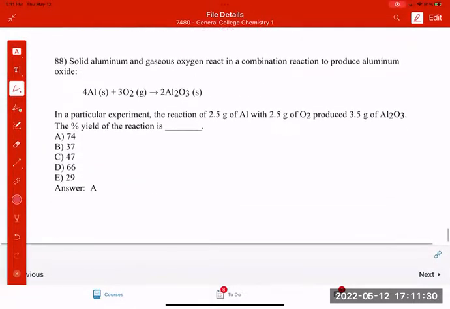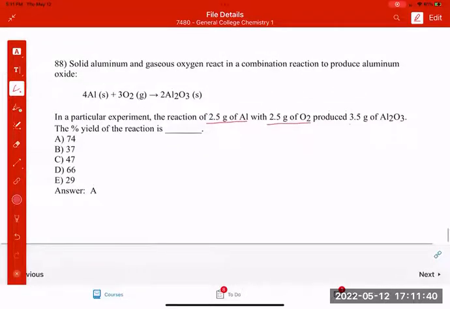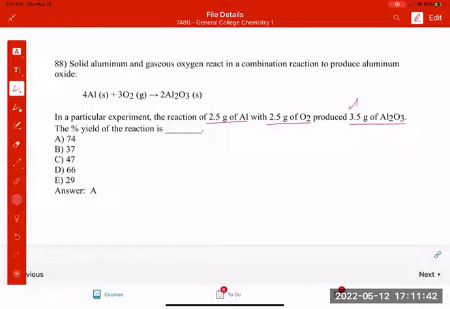Okay. Here again, a particular experiment, the reaction of aluminum. Same is the case. Grams of aluminum is given, grams of oxygen is given. And you are given the actual yield, and they're asking you to find the percentage yield. So you need to find the theoretical yield, and the theoretical yield comes through the limiting reactant. And so how will you do this?